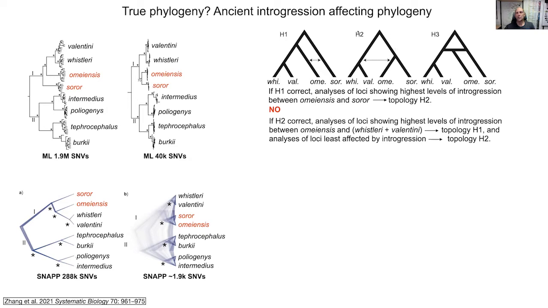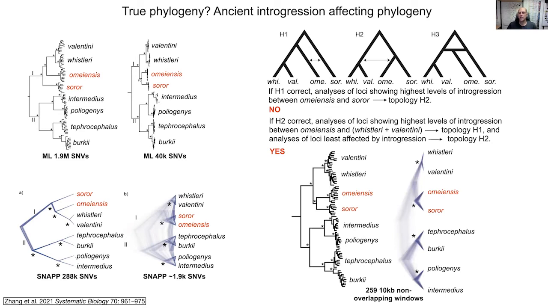So what if H2 is correct? In that case, analysis of loci showing the highest levels of introgression between Ormeances and Whistleri plus Valentini should lead to this topology. And conversely, analysis of loci least affected by introgression should lead to this topology. So if there's been very little introgression here, then we will have this tree. And that's exactly what was found. So these 2 trees, one maximum likelihood and one SNAP tree, are based on the loci that are least affected by introgression in this case.